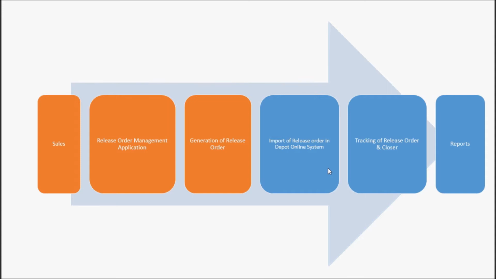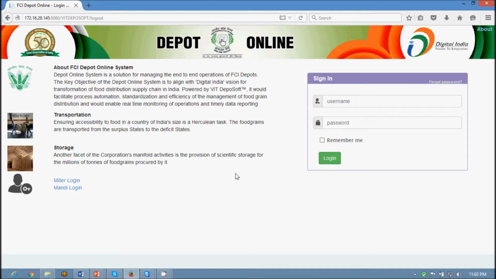In this particular tutorial today, we will be seeing the entire end-to-end operation, right from the import of the release order to the settlement of the release order. So let us go into the Depot Online application and see how the release order is managed. The Depot Online application is a web-based system which is used to automate various operations that happen in the depot and the district offices.